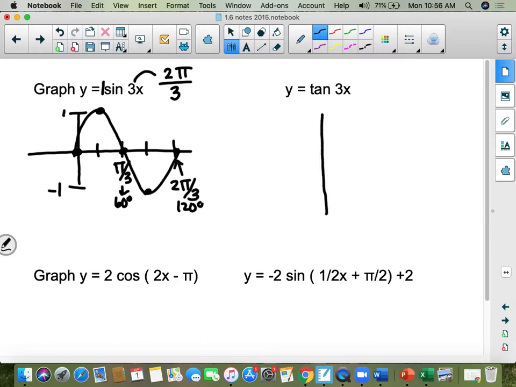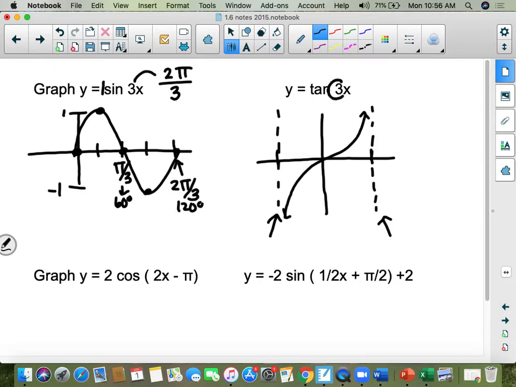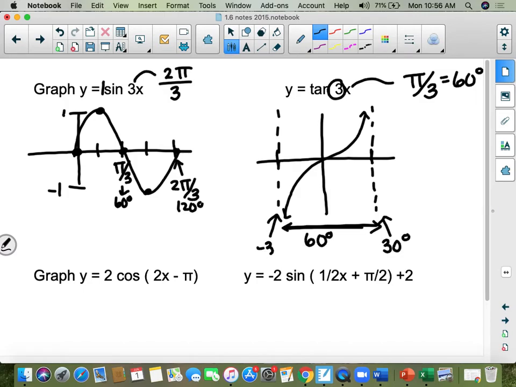Tangent. Remember, tangent only has 1 on this side and 1 on this side, and you know that it makes a snake like this. But I need to label these. There's a 3 here, and for tangent it's not 2 pi, it's pi divided by 3. And if you know pi divided by 3 is 60 degrees, you know from here to here makes a full 60 degrees. This needs to be a positive 30, and this needs to be a negative 30, so the whole thing takes 60 degrees.